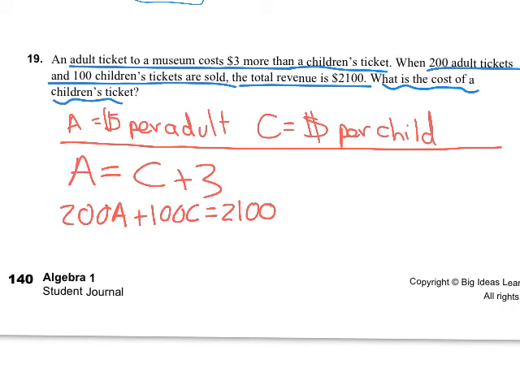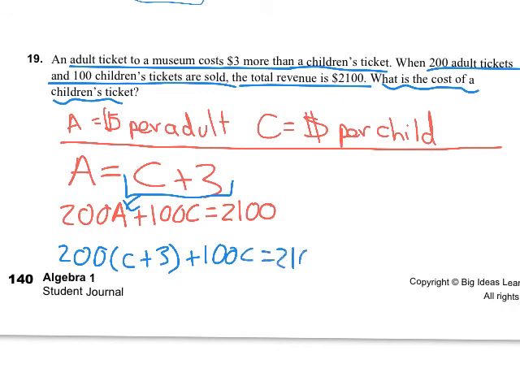Okay, so since I know A equals C plus 3, I'm going to take that and substitute it right in there for A. So now I have 200 in place of A. Actually, I'm going to run out of room, but that's okay. So I have 200 in place of A. I'm putting in my C plus 3. Okay, that's my substitution part, right? Bring down my plus 100C. Bring down my equals 2100. Okay, so now I'm just solving for C.